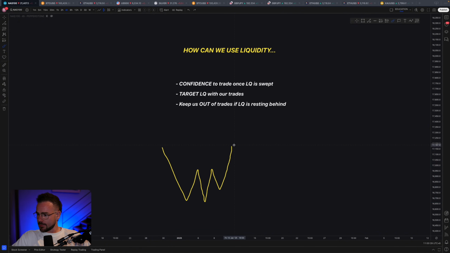Price revisits it. Maybe it can keep us out of trading here because we see this equal low resting liquidity behind, and we can assume that price is very likely to take this out. So this might stop us from entering a long trade in here somewhere because price has the tendency to search out that equal low liquidity before moving higher. Okay, so it's very important to not take trades when there's really obvious liquidity pools essentially resting behind your trade.